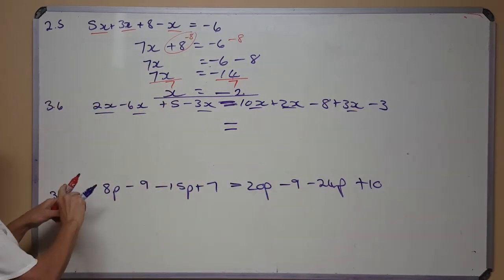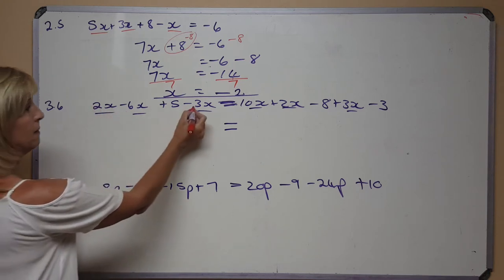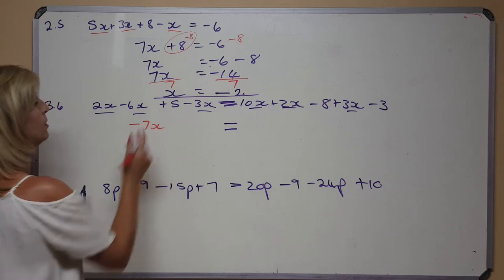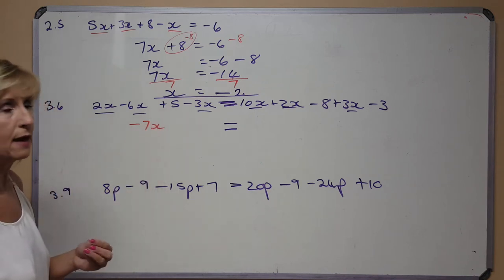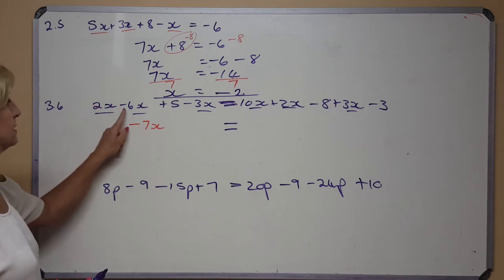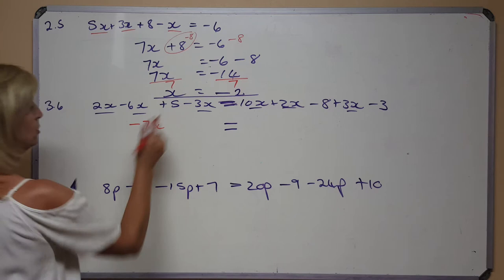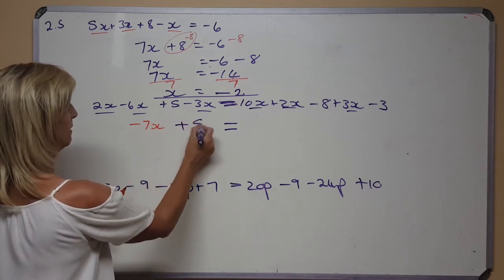En dan gaan jy mos nou kry aan die linkerkant. 2 minus 6 is minus 4, minus 3 is minus 7. Because you should be doing it automatically now. How do I add like terms? Adding the coefficients: 2 minus 6 is minus 4, minus 3 is minus 7. En dan was daar nog 'n plus 5.